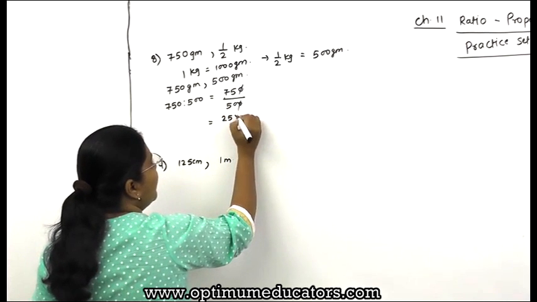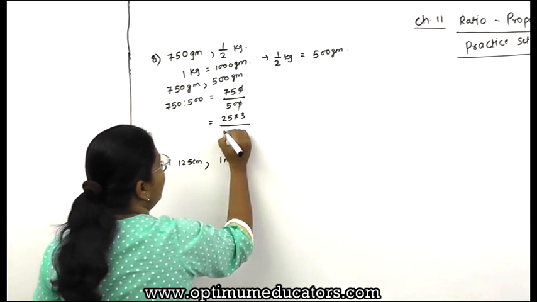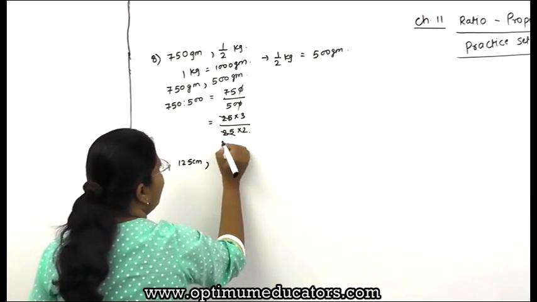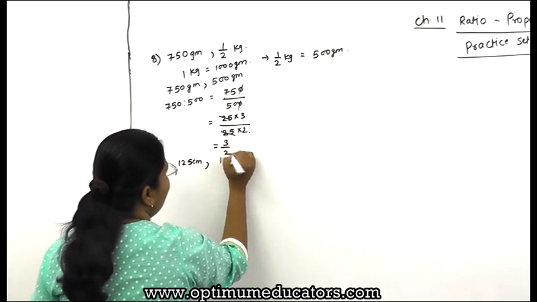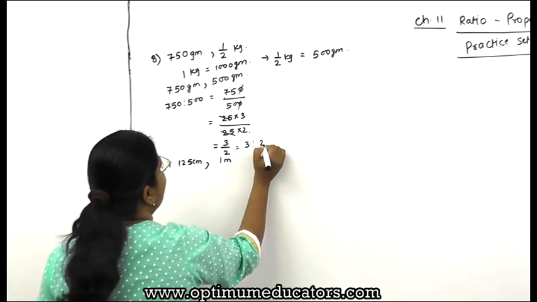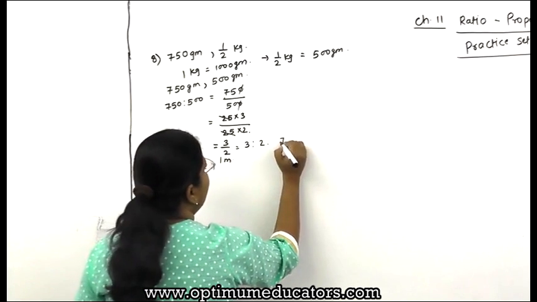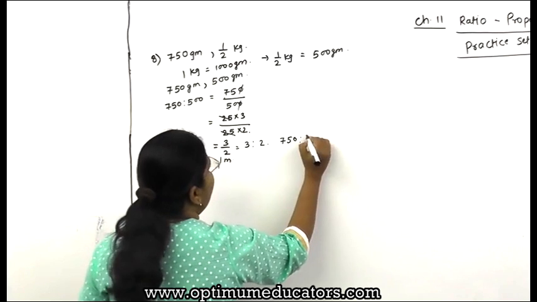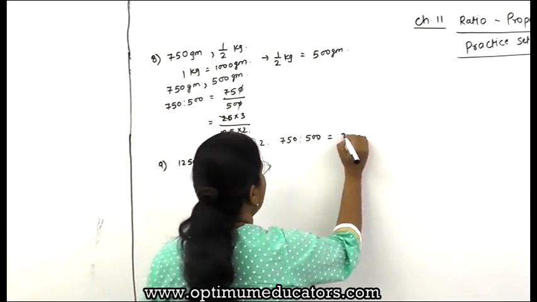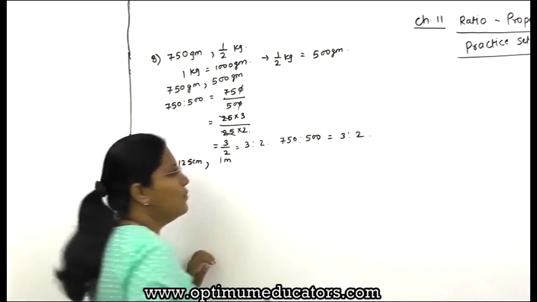75 is 25 into 3 and 50 is 25 into 2. 25 goes off, what remains is 3 by 2, which is nothing but 3 is to 2. So 750 is to 500. This proportion is same as 3 is to 2.